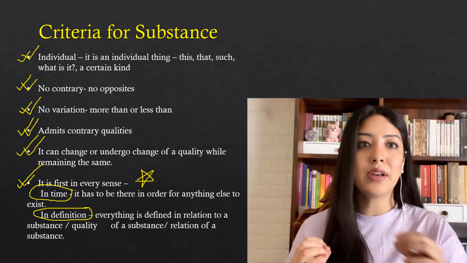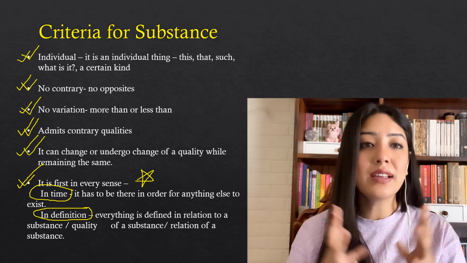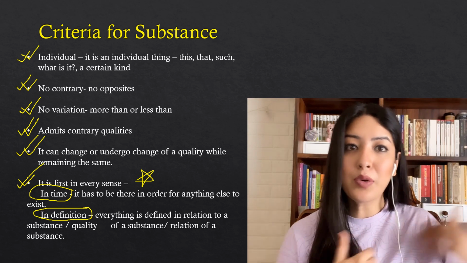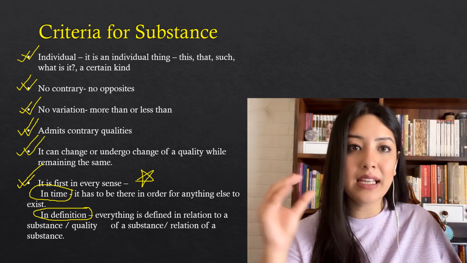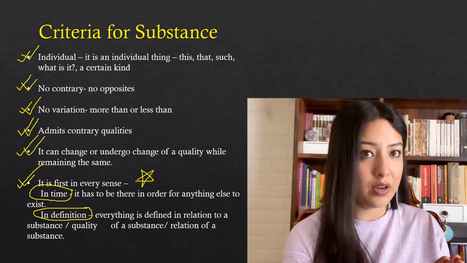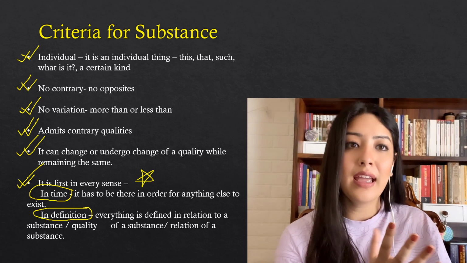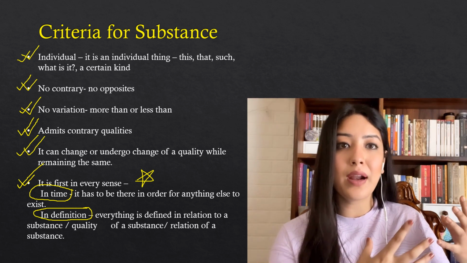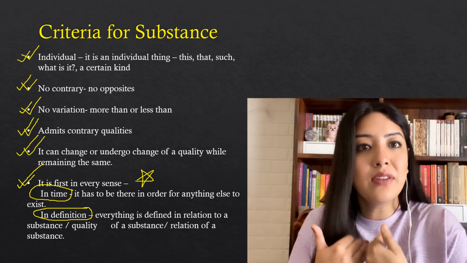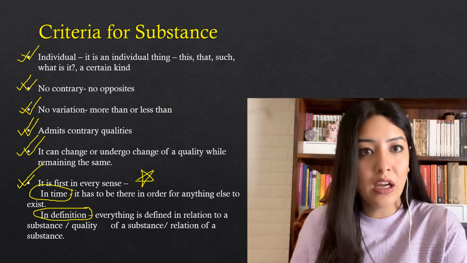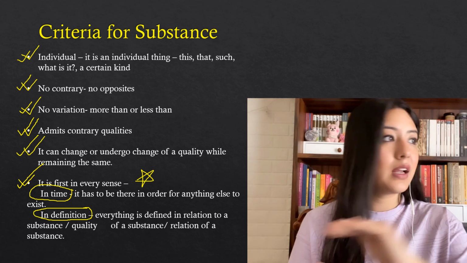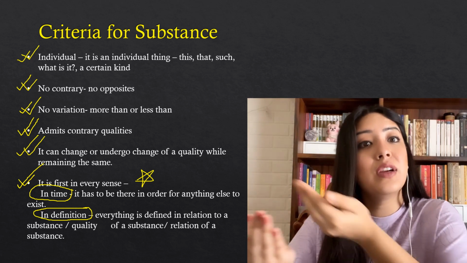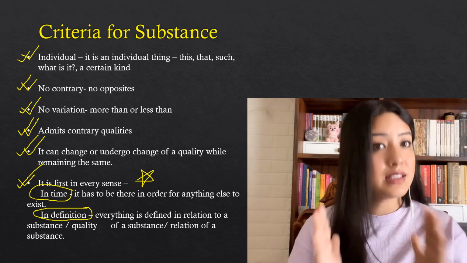So if you look around, everything is defined in relation to a substance. I am the one who reads the book, so the act of reading is associated to me reading the book, holding the book. So the book also exists because I read it. The definition of a book or a reader is me reading it. I'm the substance reading the book. So every definition that we encounter in our lives is in relation to a substance, a quality of a substance, or a relation of a substance. I hope this is also clear.